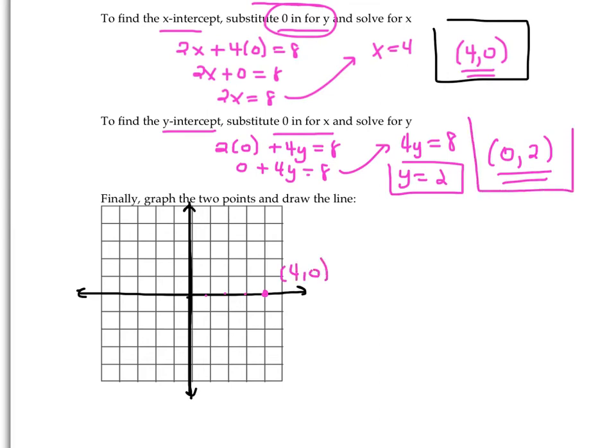Now plot the y-intercept as (0, 2). So come up to positive 2. Remember that this is the y-axis, this is the x-axis. You have your 2 points, then use your ruler to connect them with a nice straight line.